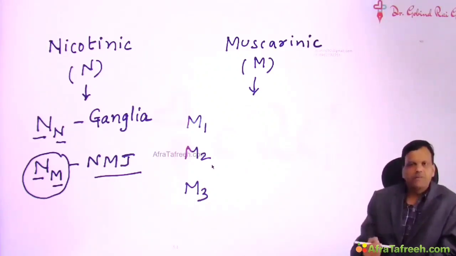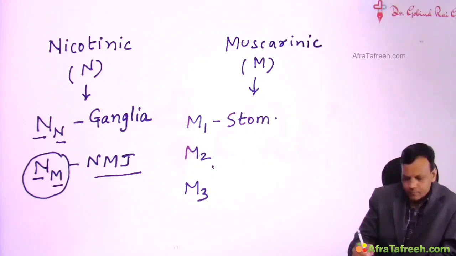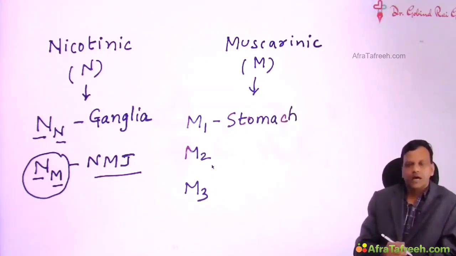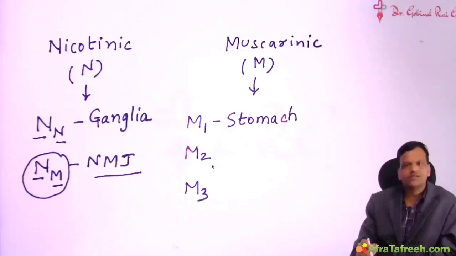Now coming to M1, M2 and M3 receptors, muscarinic receptors. M1 is present in stomach. And we know the parasympathetic system stimulates everything except the heart. So M1 will stimulate the stomach, and the main secretion in the stomach is hydrochloric acid. So M1 will increase the acid secretion in stomach. And which disease occurs due to more acid in the stomach? Yes, it is peptic ulcer. So we can give M1 blockers for treatment of peptic ulcer.